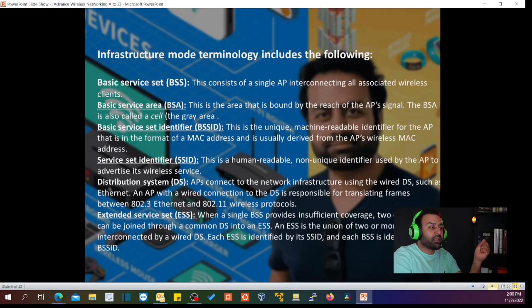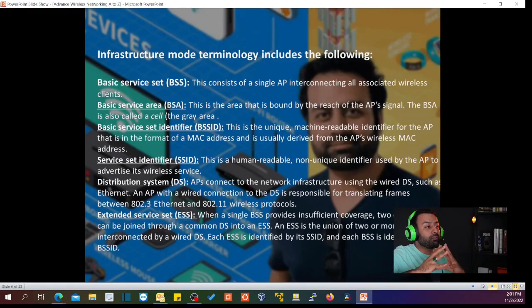All right, in here, infrastructure mode terminology, including the following. So remember that these are very important. We have a BSS, which stands for Basic Service Set. This consists of a single access point interconnecting all associated wireless clients. So it's one single access point. We will go into more detail through the topology. You will see what it means in here.